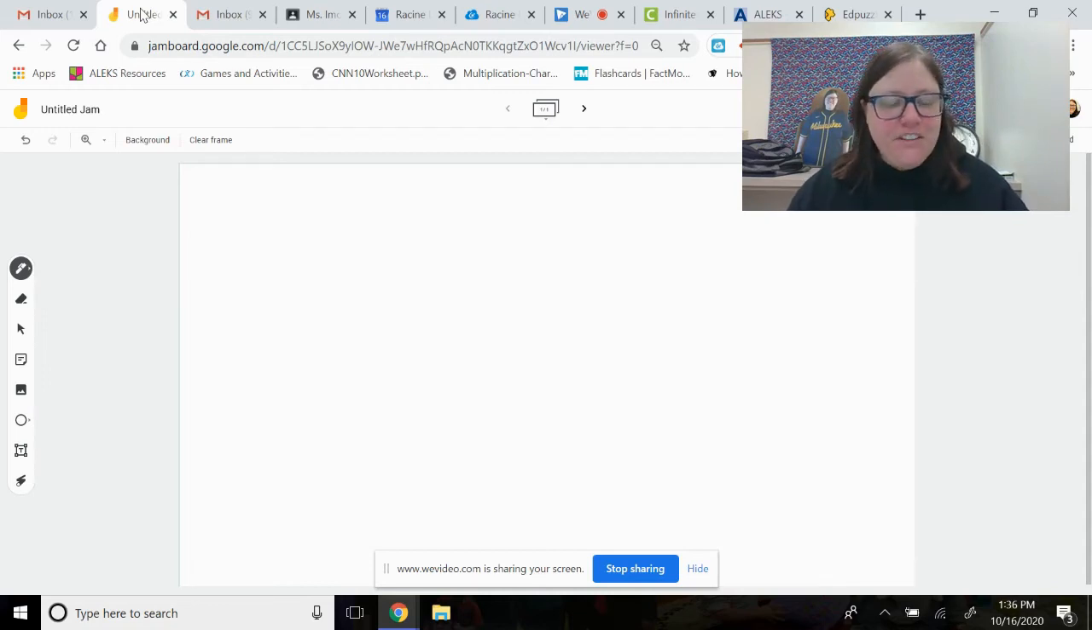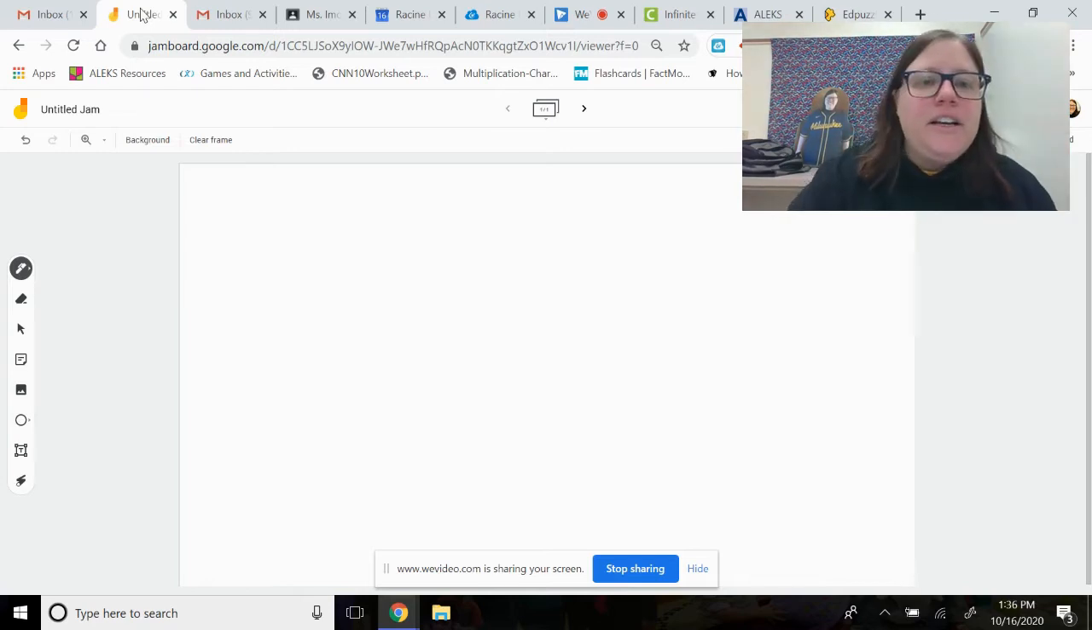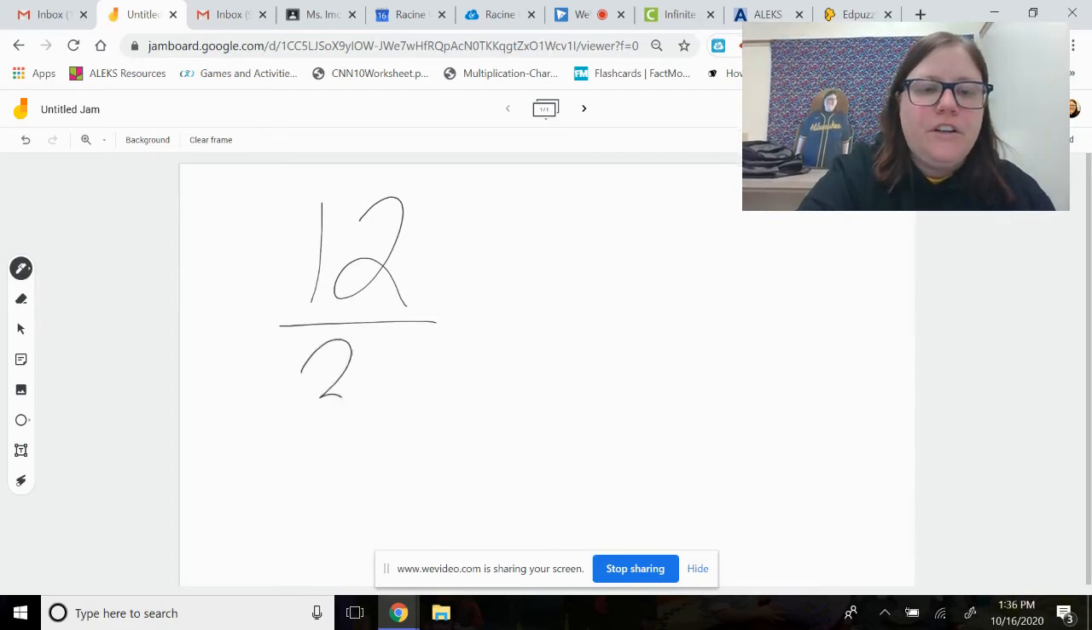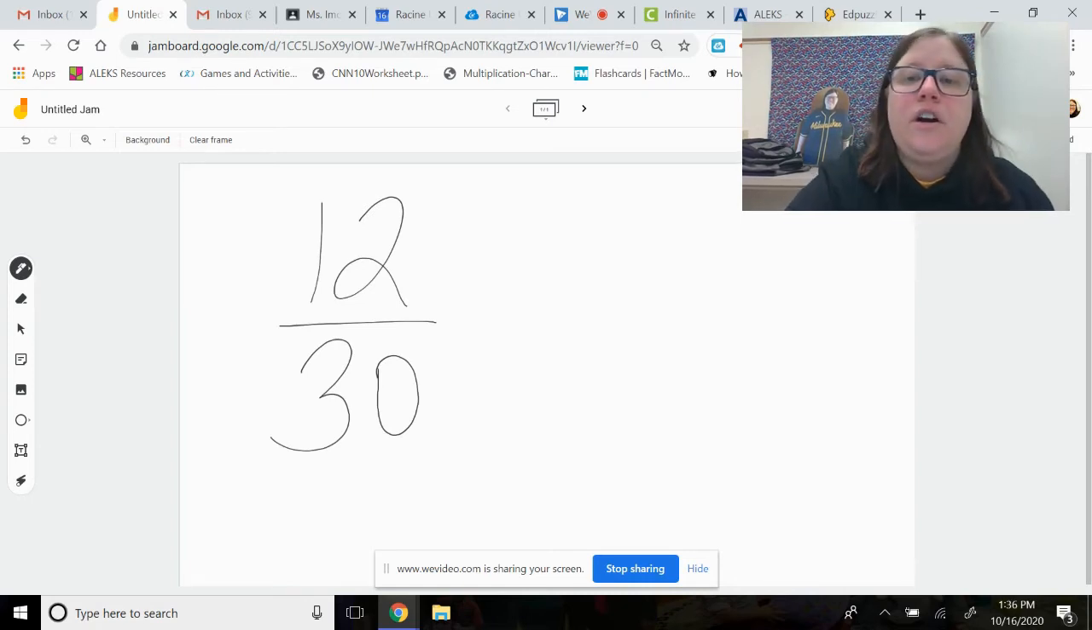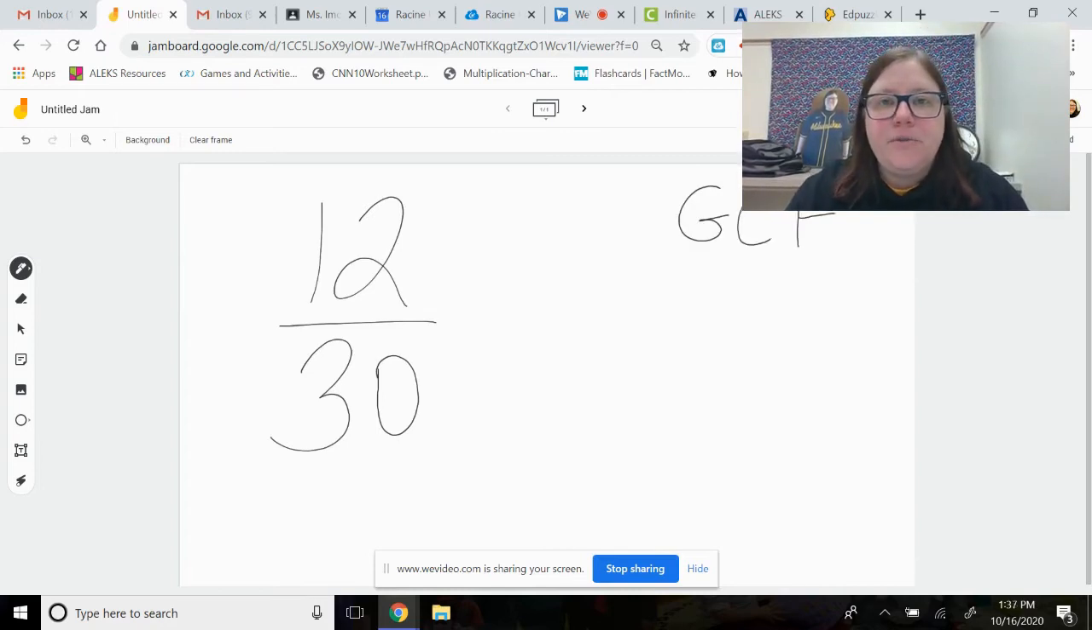All right. Today's review is going to go over simplifying fractions. So we talked about how to simplify both proper fractions and improper fractions. Let's start with a proper fraction. So, rolling up my sleeves, let's simplify 12 over 30. Remember, when you simplify proper fractions, you need to use our good old friend GCF. And GCF stands for greatest common factor.